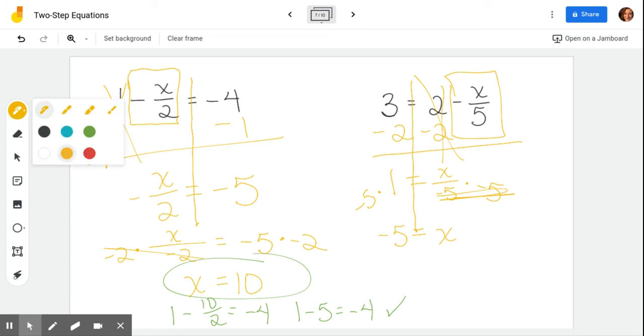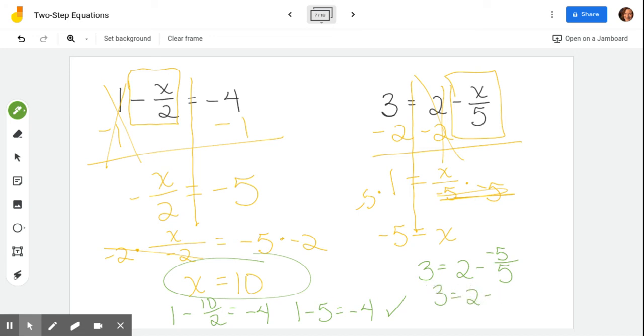Let's plug it in and double check. That would say 3 equals 2 minus negative 5 over 5. So that would say 3 equals 2 minus negative 1. Minus a minus, that's really a face problem. When you see a face, replace with a plus. 3 equals 2 plus 1. Yes, indeed it does.